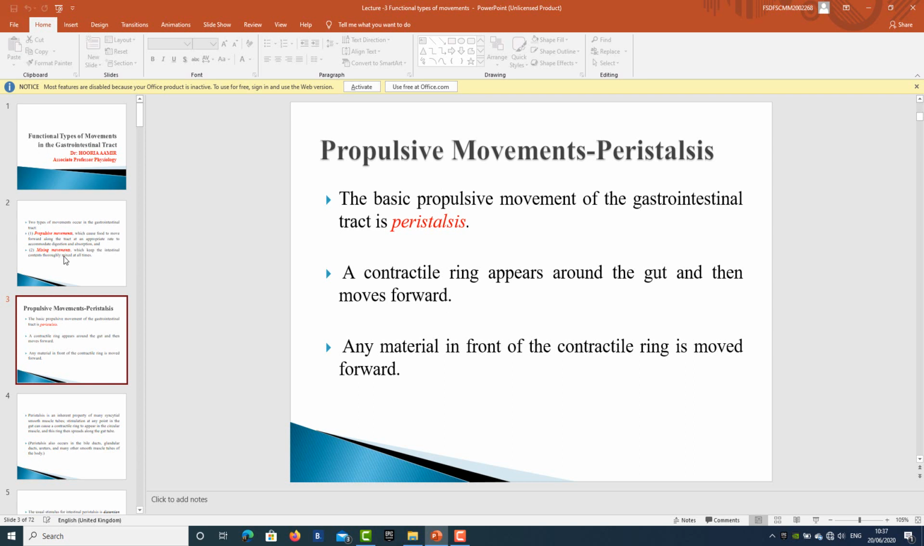The propulsive movements are broadly given the term peristalsis. The basic propulsive movement of the gastrointestinal tract is peristalsis. What happens is that a contractile ring appears around the gut and then it moves forward. Any material in front of this contractile ring is automatically moved forward. This is the way by which the propulsive movements, or peristalsis, take place.